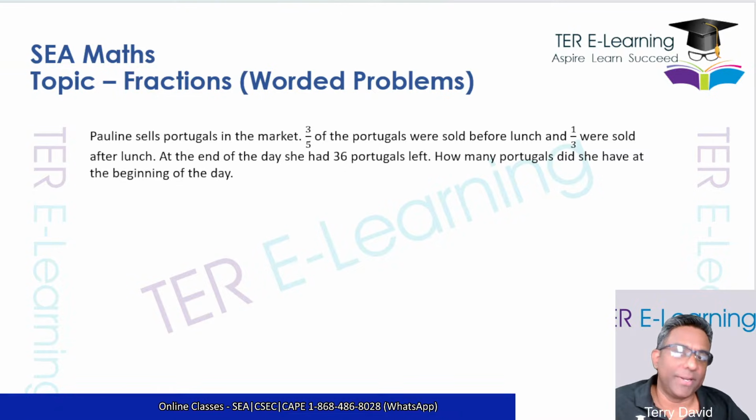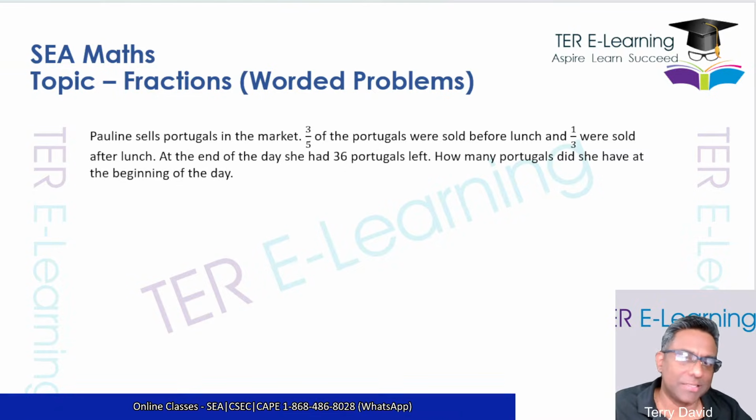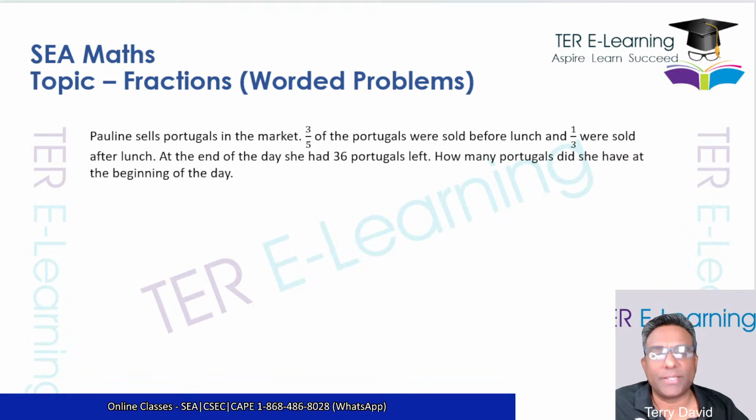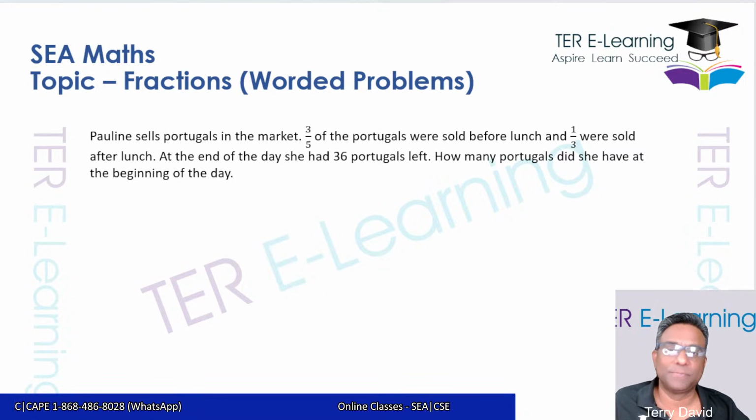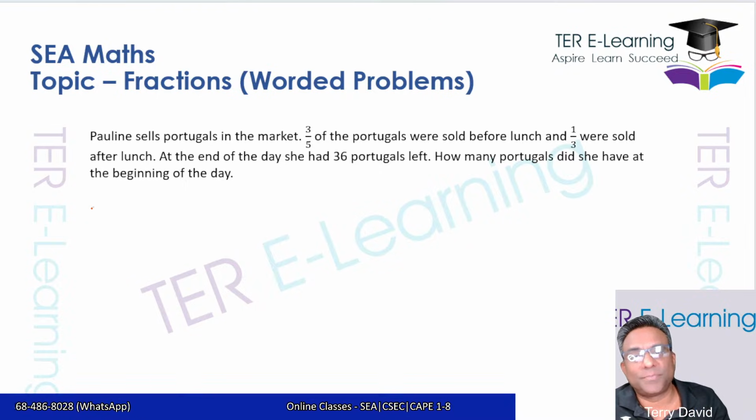All right, let's see this one here now. Pauline sells Portugals in the market. 3/5 of the Portugals was sold before lunch, and 1/3 was sold after lunch. At the end of the day, she had 36 Portugals left. How many Portugals did she have at the beginning of the day? So let's draw a diagram here so I can visualize what's taking place.